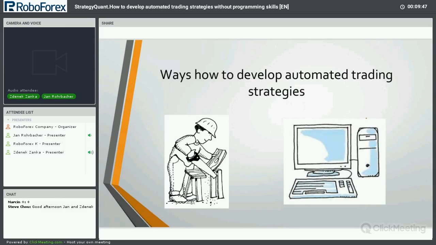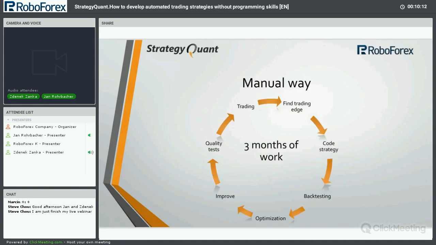So let's start. There are two ways how to develop automated trading strategies. The first way is, let's say, very old. It's the mechanical way, where you are like a workman who has to develop everything and do everything manually. And the second way is the automated way, where we are using modern technologies to help us with the strategy development.